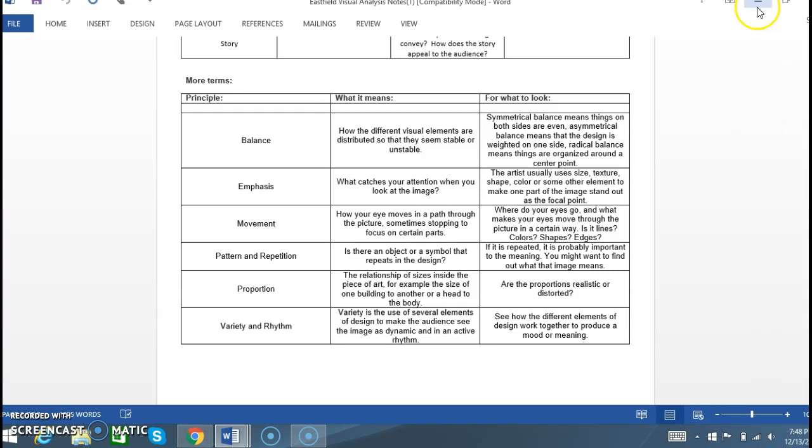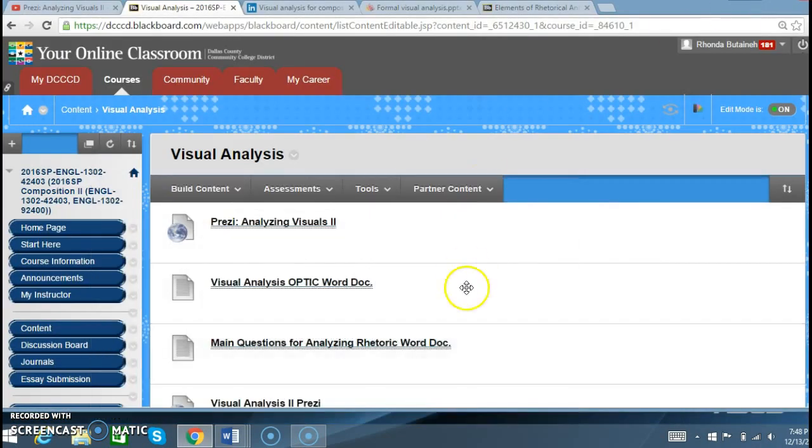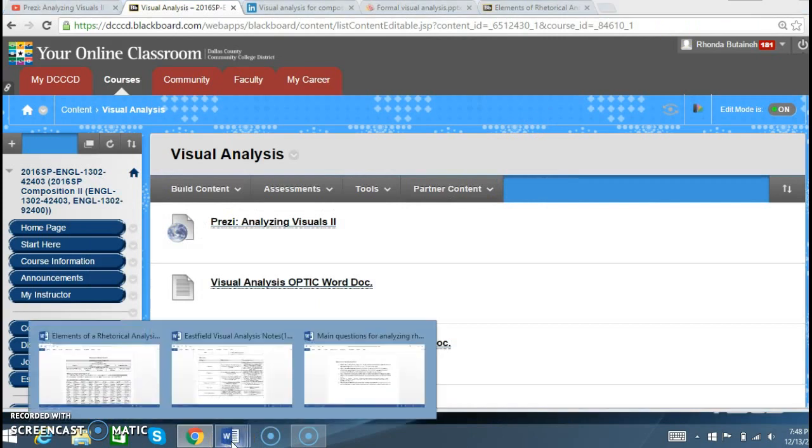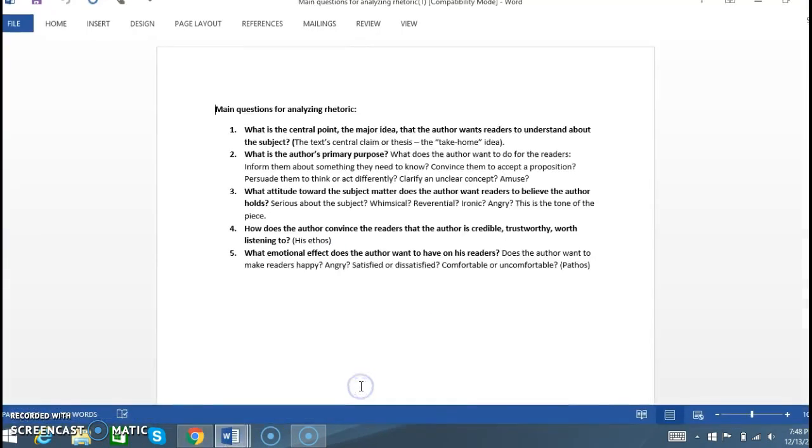Now, let me show you another document that you need to consider. This one is the main questions for analyzing rhetoric. I know we're analyzing an image, but you are still going to analyze it rhetorically, and so you have to answer these 5 questions. These are the same questions that are in the conclusion of Optic. It's just broken down.